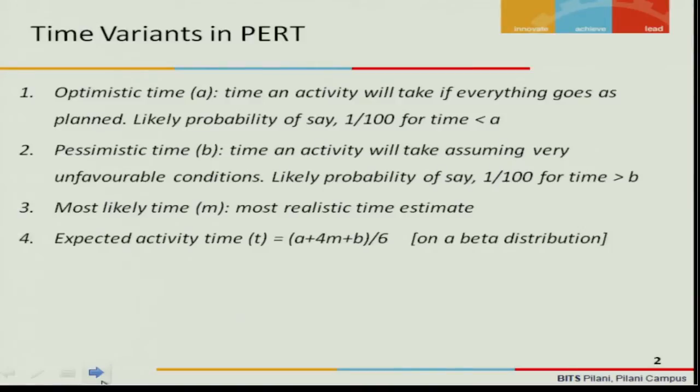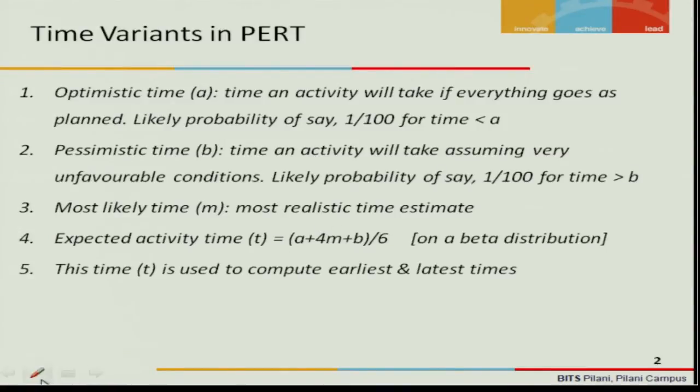We need to compute the expected activity time using these 3 times, the optimistic time, the pessimistic time, and the most likely time, using this formula: optimistic time plus 4 times the most likely time plus the pessimistic time, all divided by 6. Why do we use this? Because we assume that this pattern will follow a beta distribution. We will explain this in the next slide.